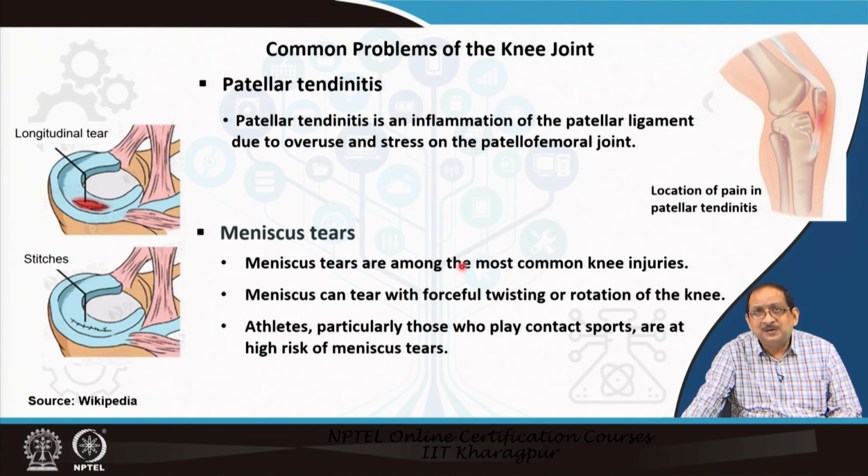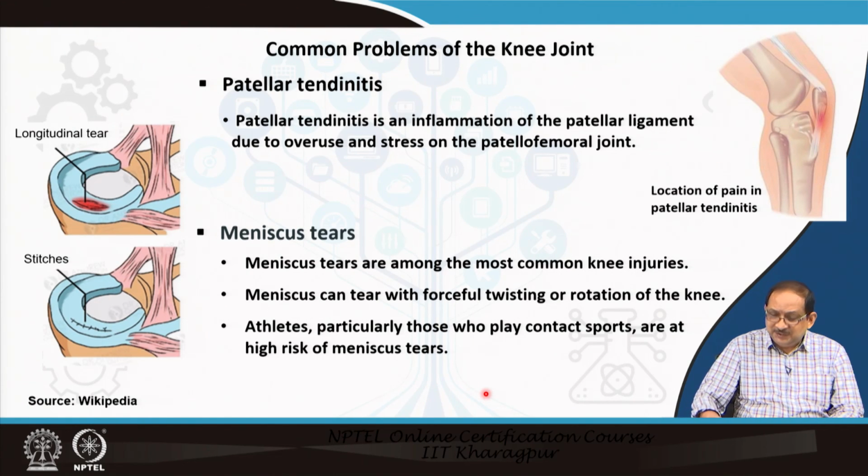The meniscus tears are among the most common knee injuries, as indicated here on the left hand side of the figure. There is the C-shaped meniscus and a longitudinal tear in the meniscus is shown, which can actually be repaired by stitches. Meniscus can tear with forceful twisting or rotation of the knee. Athletes, particularly those who play contact sports, are at high risk of meniscus tears.